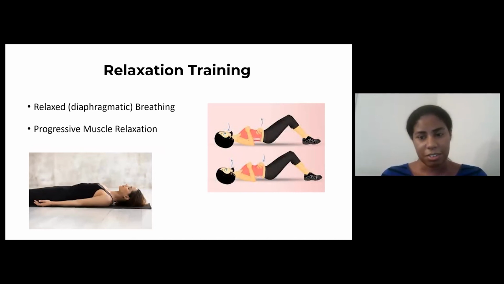And you can see in the image with the pink background cartoon, the woman has one hand on her chest and one hand on her stomach. When you breathe in, your belly should rise, fill up with air. When you breathe out, it should collapse. So you don't want your chest to rise, just want your belly to fill up with air. And then also progressive muscle relaxation is a common relaxation tool as well. That involves tensing and relaxing individual muscle groups, going through it group by group.